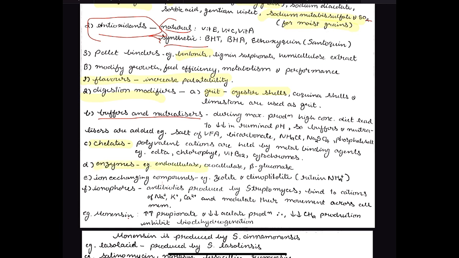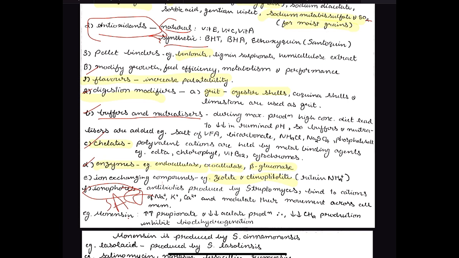Then enzymes like endocellulase, exocellulase, and beta glucanase, and ion exchanging compounds like zeolite and clinoptilolite. Okay, so in these only the examples are important. Then we have ionophore. Now this one is very important. Why? Because it can be asked separately as an SAQ.